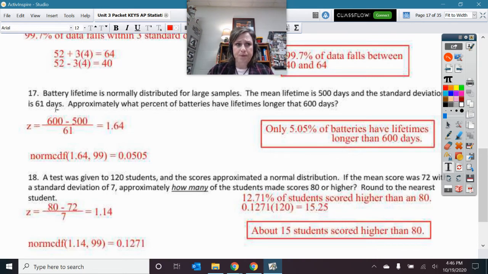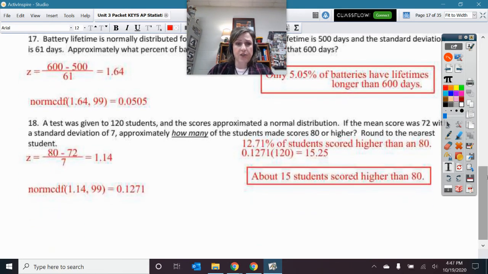Number 17, finding that z-score for a 600 lifetime long battery, and then going above that. So only 5.05% of all batteries are going to last that long, okay?